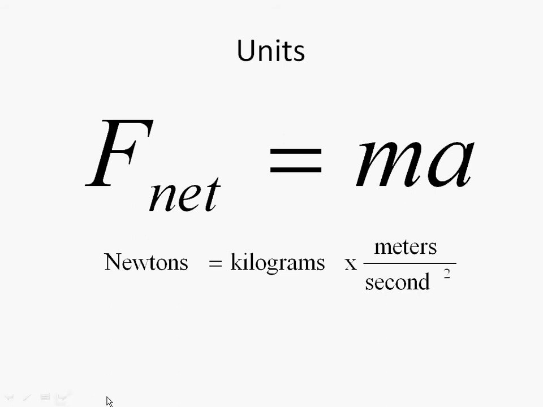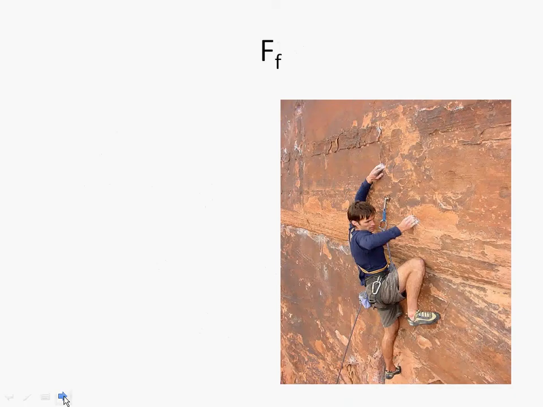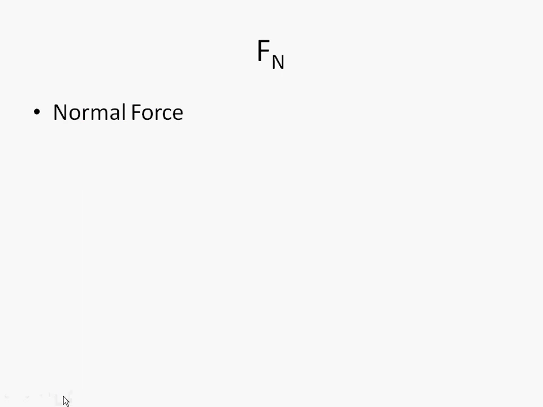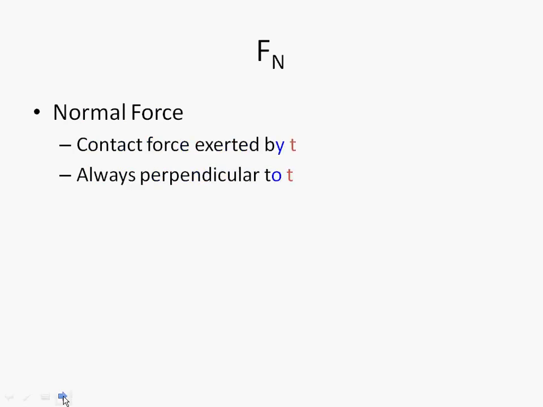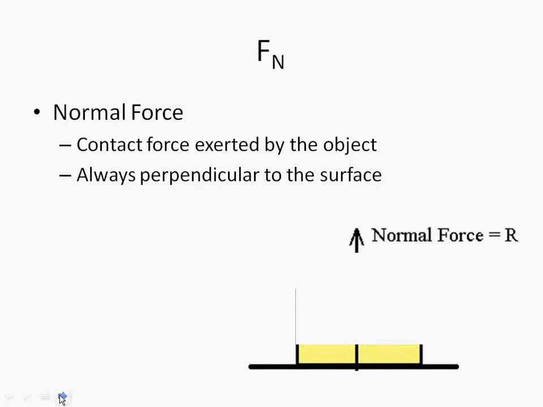Now some other forces. We have a frictional force. If you've ever worn climbing shoes, you know how sticky they are. We have a normal force. And a normal force is a contact force exerted by the object, and it's always perpendicular to the surface. So a box is sitting on the floor. The normal force is the force of the floor perpendicular to the object.